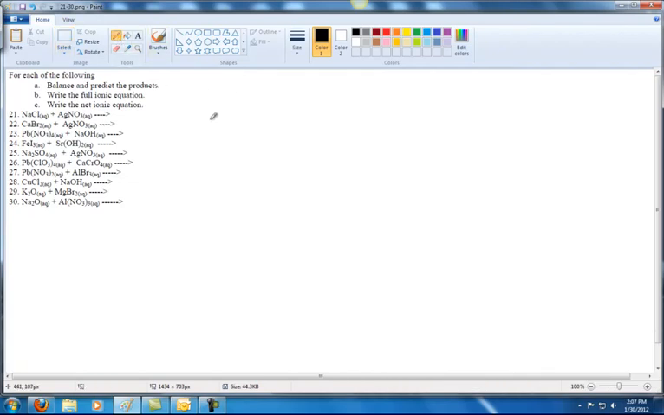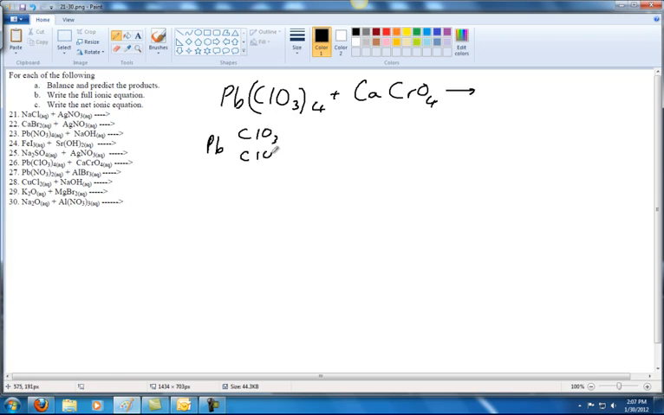Okay, so now we're going to look at number 26, Pb(ClO3)4 plus CaCrO4. Alright, so what I'll do is I will draw these out, just so we can figure out exactly what we're going to take over to the other side here.